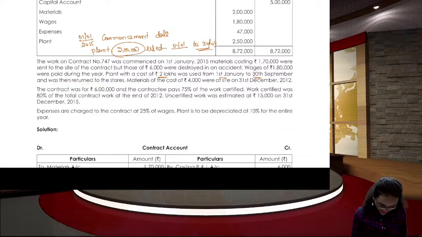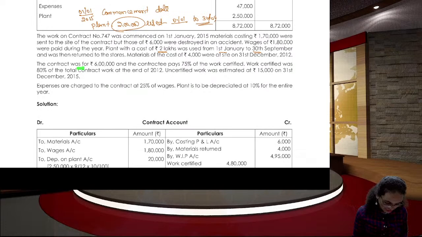Okay, after it has been returned to the stores, material stock of 4,000 was at site on 31st December 2012. That is a closing stock, we can say. The contract was for 6 lakhs rupees and the contractee pays 75% of the work certified. Work certified was 80% of the total contract work.